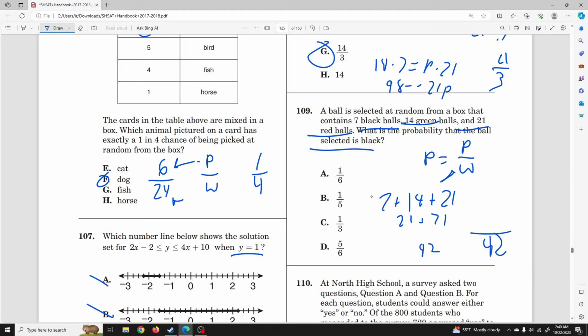Now the probability is the thing that we're selecting for, right? So what's the probability that the black ball is selected? Well, if we're selecting the black ball and there's 7 black balls, that's just going to be 7. Our part is going to be 7. So we have 7 over 42. Divided by 7, we get 1/7. No, we do not get 1/7. We get 1/6, because 42 divided by 7 is 6, so 1/6 is the answer.